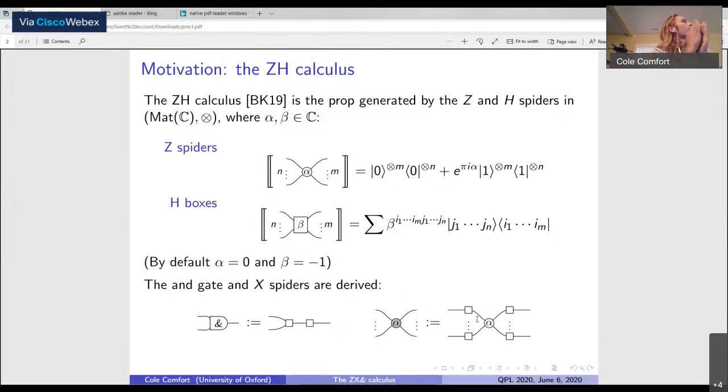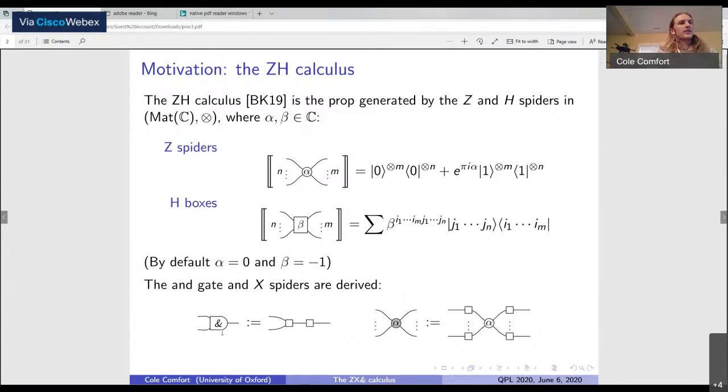So what prompted me to write this paper was seeing the ZH calculus. People have already gone over some of the axioms of the ZH calculus previously, so I won't dwell on this for too long. But essentially, the ZH calculus is like the ZX calculus, except instead of only having Z and X spiders, you also have these H spiders. By default, the H spiders have angle -1, and the Z spiders have angle 0. So here's the denotation of these generators.